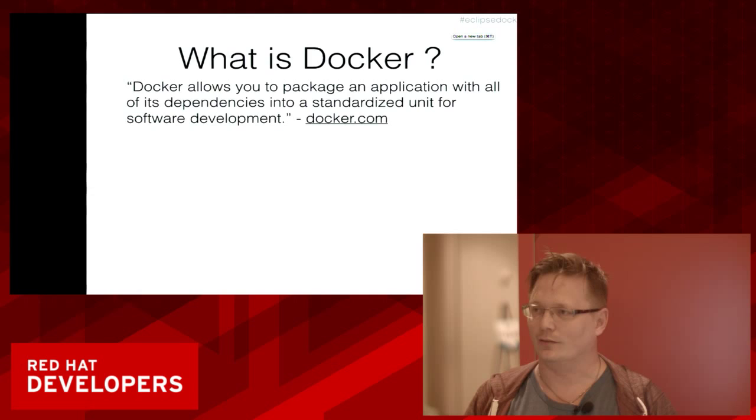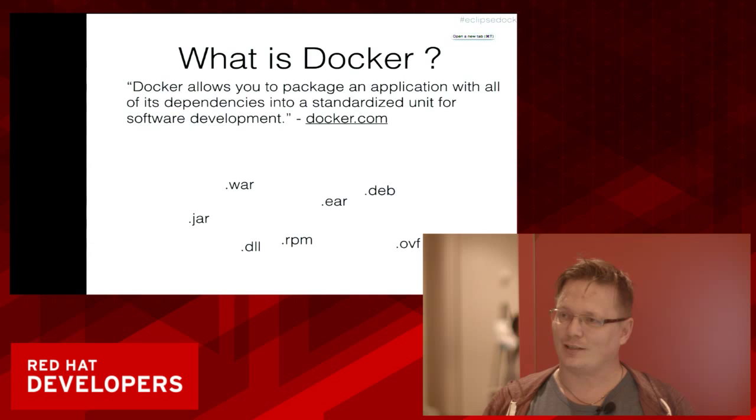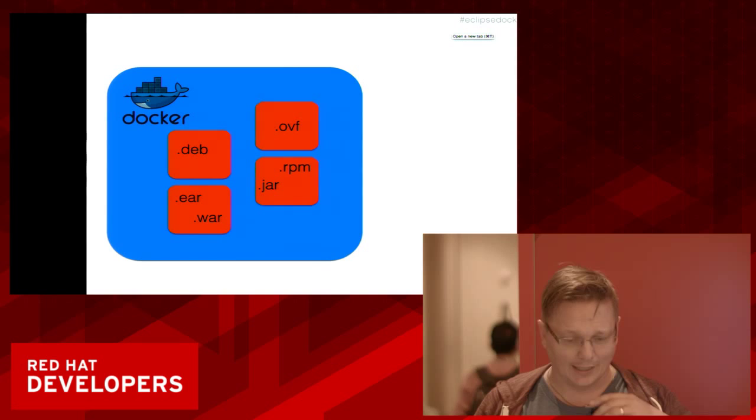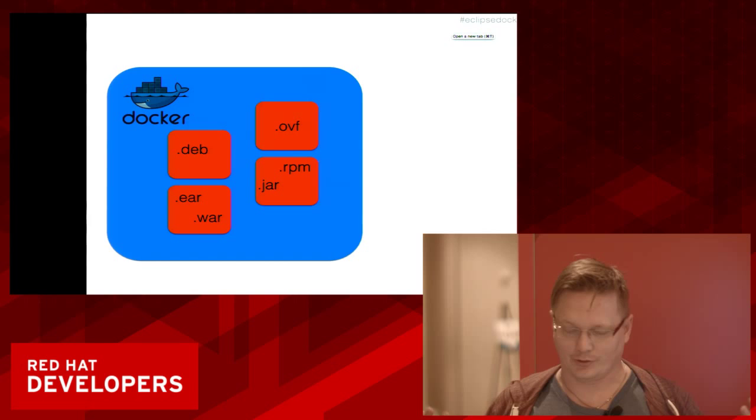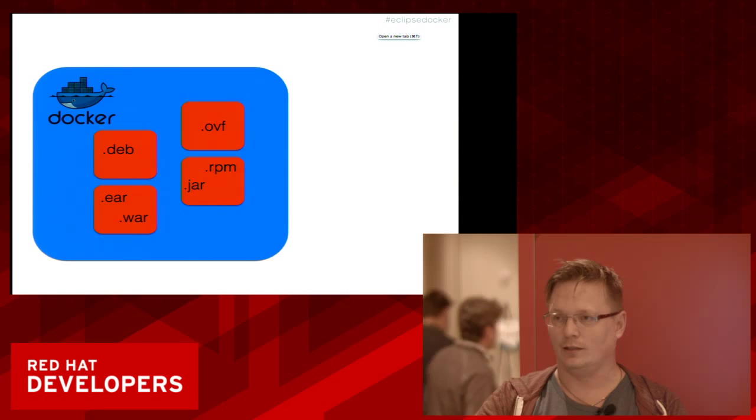There's WARs, there's DEVs, there's EARs, there's JARs, RPMs, all ways to package software. But Docker kind of changed this game because it becomes way, way easier, because you can actually package anything. The way it works is you have Docker running, and you can use all this existing functionality inside your Docker image or Docker container. So you can have your Debian, you can have your RPM or EARs and WARs, and it can all talk together. But instead of having this targeting Java, this targeting Rails, this targeting Debian, you can actually mix and match all the stuff you want.